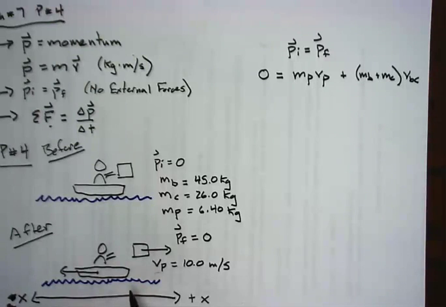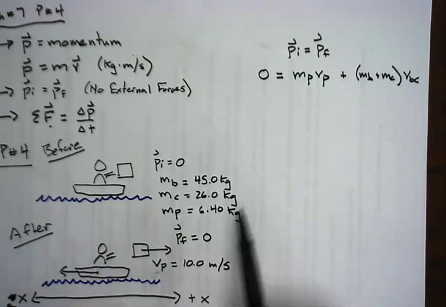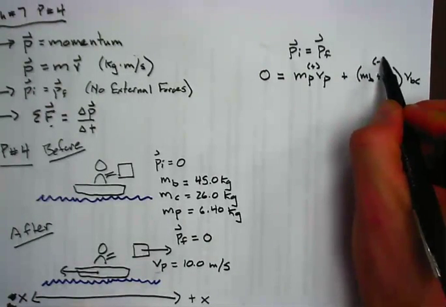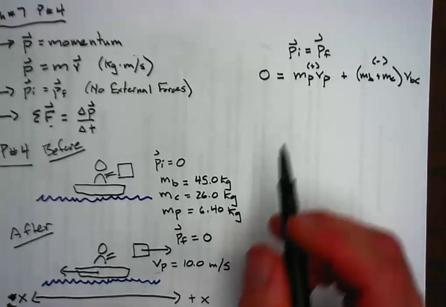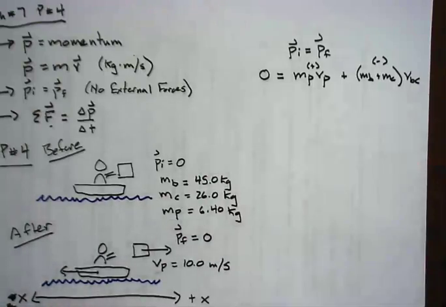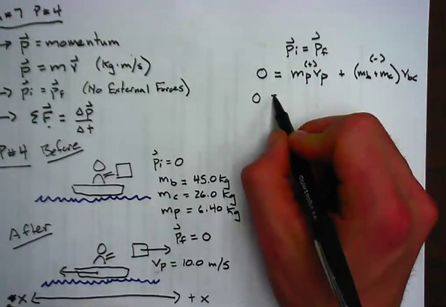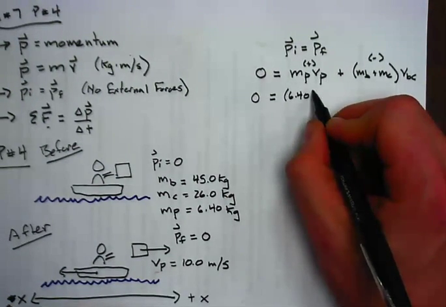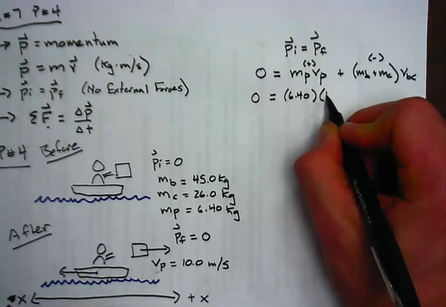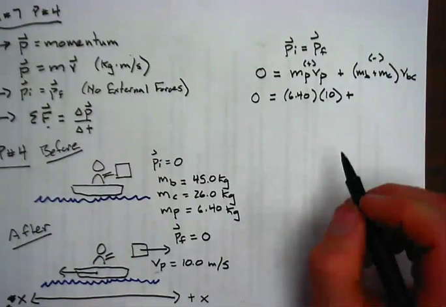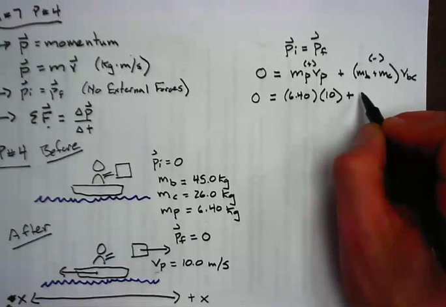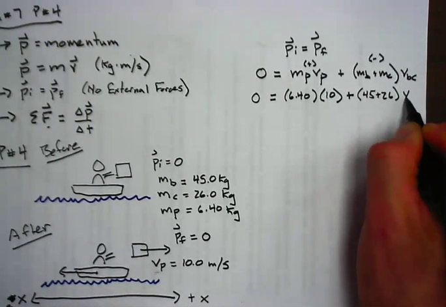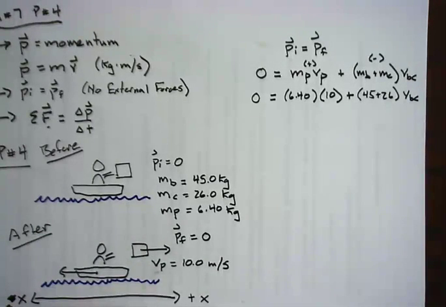Now, let's look at what our signs are going to be. The momentum of the package should end up being positive, and the momentum of the child boat should be negative, all right? Okay, well, let's plug in some numbers and see what we get here. So 0 should be the mass of the package, 6.40, times the velocity of the package, 10, plus the mass of the boat child, so that would be 45 plus 26 times the velocity of the boat child system here, right?